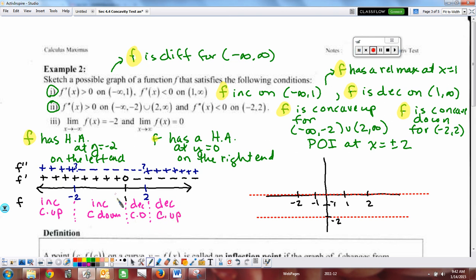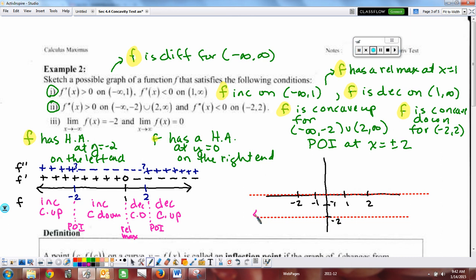And then we've already talked about that there must be a relative max right here, a point of inflection here, and a point of inflection here. So we can organize it with a sign chart, and then we just want to come over and sketch it. Now, it says a possible one. We don't know how high it's going to go. All we know is that on this side it's got to be approaching -2 on the left end.